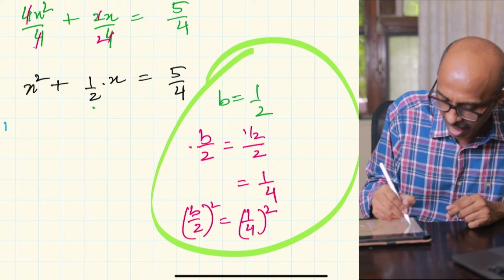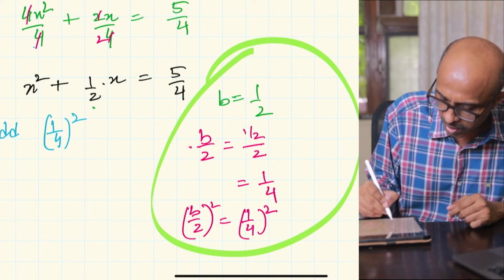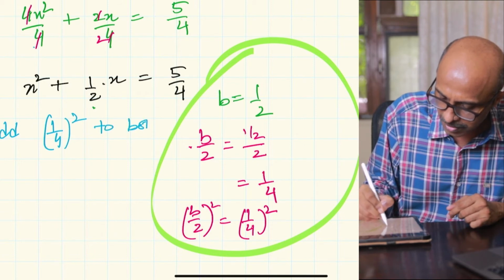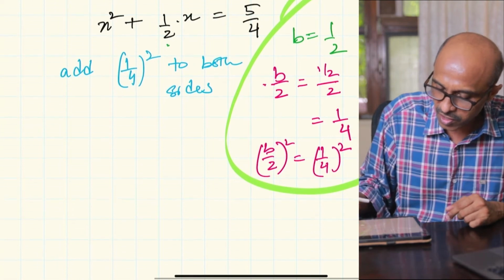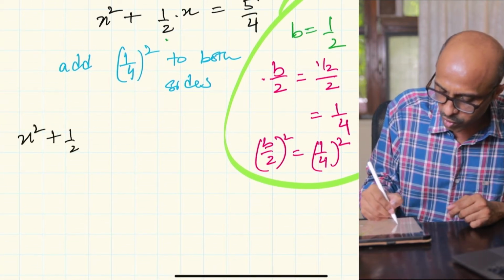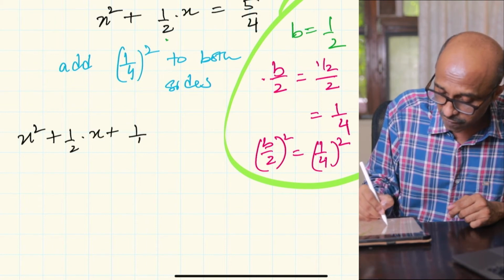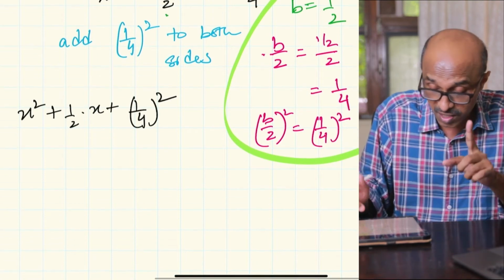I'm going to write it down. Add 1 by 4 the whole square to both sides of the equation. When you do that, you're going to get x squared plus 1 over 2x plus 1 by 4 the whole square. Look, I've written it just like that, 1 by 4 the whole square. And there's a reason you'll find out soon.